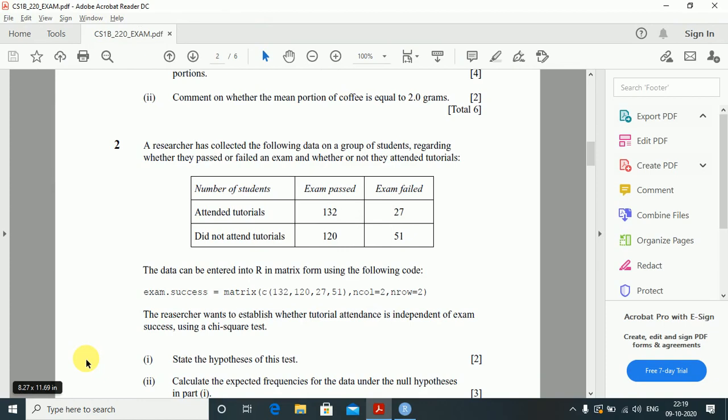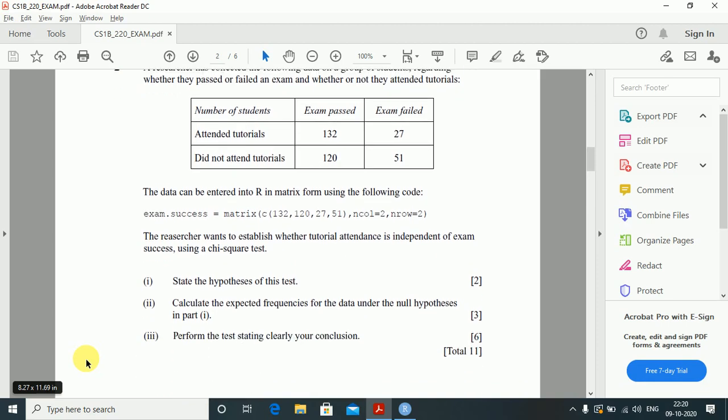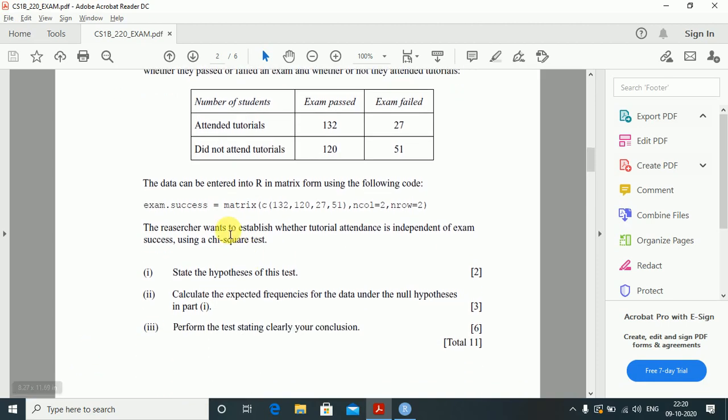Next, a researcher has collected the following data on a group of students regarding whether they passed or failed an exam and whether or not they attended tutorials. So this is their tutorials and the pass fail data. The exam success has been given in the matrix. So again this had to be copied and pasted. So many codes are directly given.